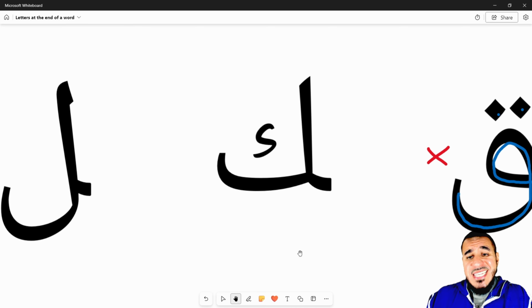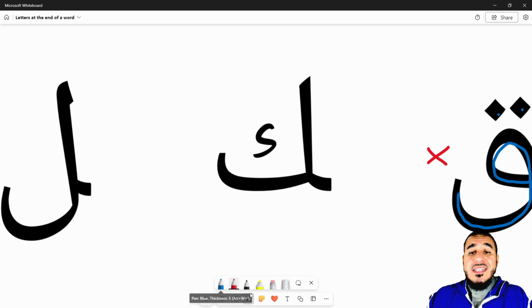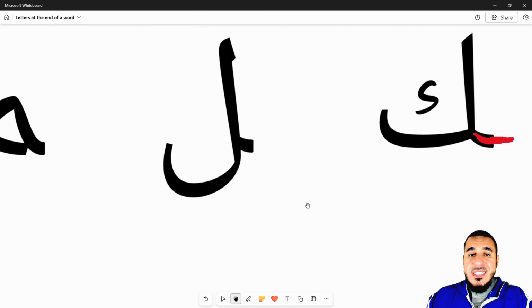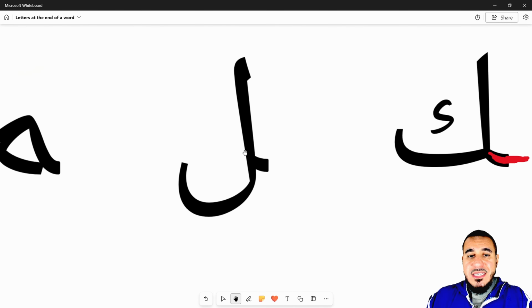The kaf. The kaf looks exactly how it looks when it's a solo letter. This is how it looked when it was by itself. The difference being, it has this little flick at the beginning of the word, just so that it can connect to the letter that came before it. And the lam, same thing as well. It looks exactly the same as it does when it's by itself. It just has this little flick here, so it can connect to the letter that came before it as well.